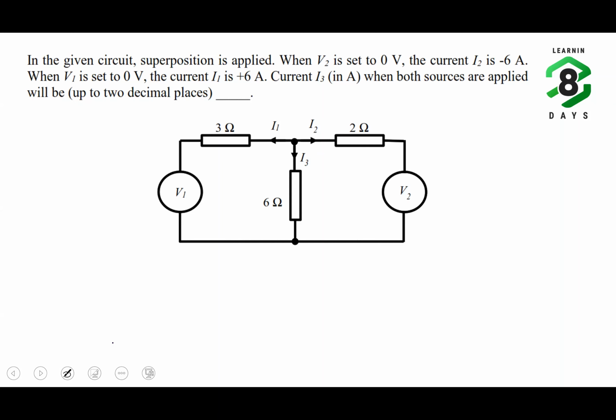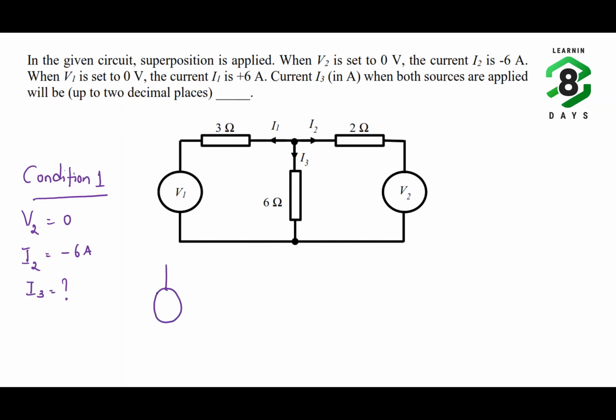Understand? So if you look at this question, if I only take the first condition, what is the first condition? Condition 1 is V2 being set to 0, then what is it telling? The current I2 is minus 6 ampere. And what do we need to compute? We need to compute I3. Okay. So if I nullify the voltage source V2, how do you have to nullify it? You have to short circuit it. If you short circuit, the circuit will become what? The circuit will become, I'm directly using the resistor symbol.